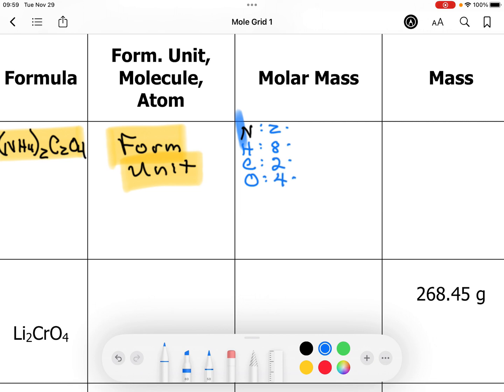Each of these we will multiply by the molar mass. Remember, we always round our molar masses to 2 decimal places. The periodic table I gave you has most of the elements already rounded to 2 decimal places. Then we add these together.